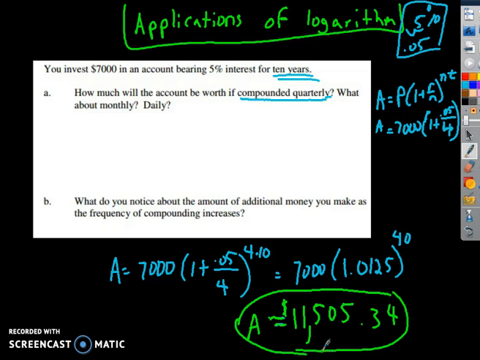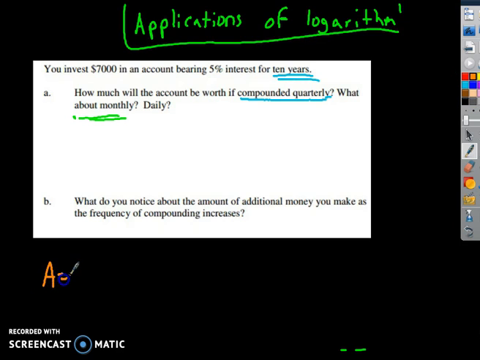Anyway, let's go to another question. The next question says, what about monthly? So in this case, instead of being 4 times a year, it's 12 times a year. So I need to erase this. If you need it, copy it down. I'm going to erase this space. So going back to our formula, A equals the initial amount times 1 plus r over n raised to the nt.